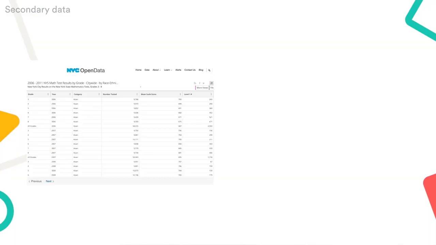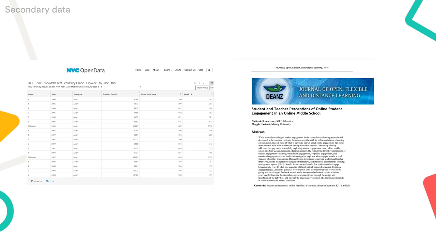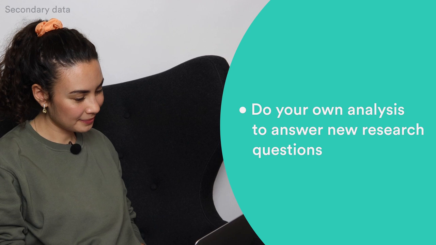But wait, what if you don't have the time or resources to collect data from the population you want to study? Instead of collecting your own data, you can use secondary data that other researchers already collected. For example, data sets from government surveys or previous studies on your topic. With this raw data, you can do your own analysis to answer new research questions that weren't addressed by the original study. Using secondary data gives you access to much larger and more varied samples than you could collect yourself. However, it also means that you don't have any control over which variables to measure or how to measure them, so the conclusions you can draw may be limited.